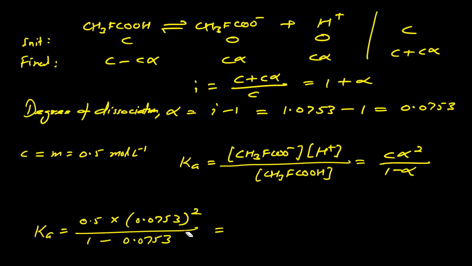Now let me calculate again. So it will be 0.0753 whole square into 0.5 divided by 1 minus 0.0753, it will be 0.927. So it will be approximately 3.0659, or you can say 3.066 into 10 to the power minus 3. That will be the answer.